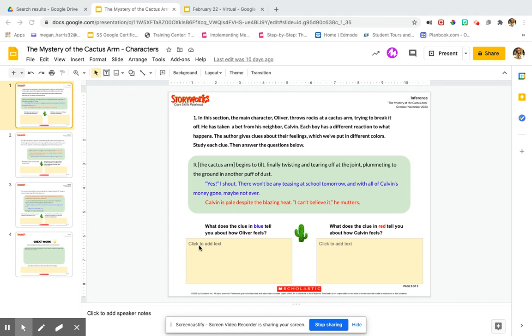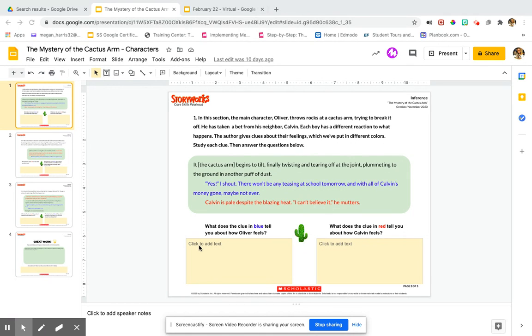But let's then talk about Calvin. Calvin is pale despite the blazing heat. "I can't believe it," he mutters. What does that tell us about Calvin? Well, we got a good clue here. Calvin is pale, but it's blazing hot outside. So what do you know about someone when they're pale? Well, they're sick. Maybe they're in shock. And I think that's what has happened to Calvin. He's in shock. I can't believe it. And he might even be a little sick to his stomach.